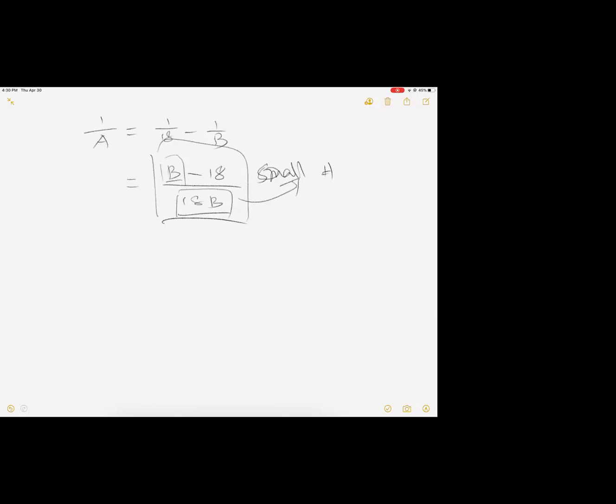So 1 over A plus 1 over B equals B over AB plus A over AB, which equals B plus A over AB. That equals 1 over 18. Okay. So multiply each side by 18. 18 times A plus B equal to AB. Okay. Then divide each side by 18.